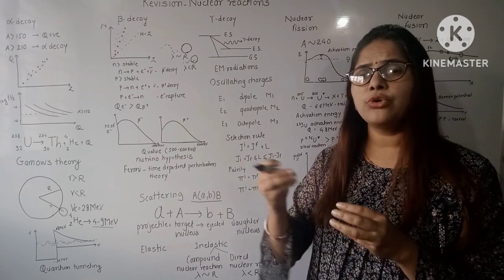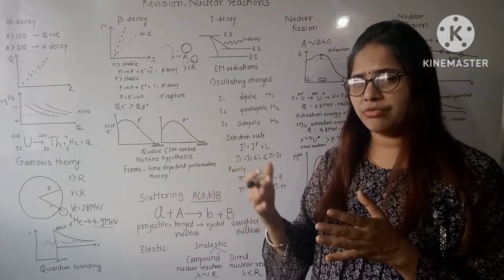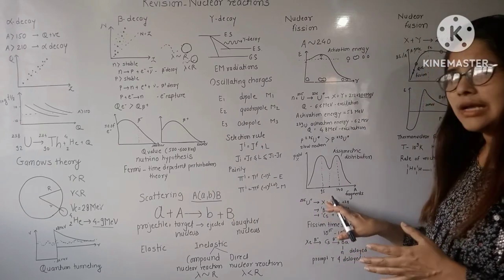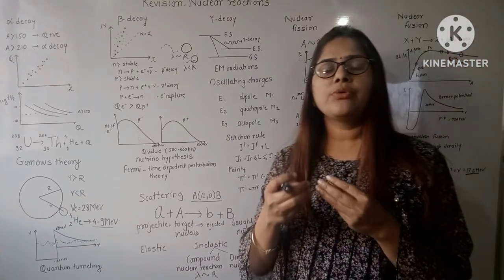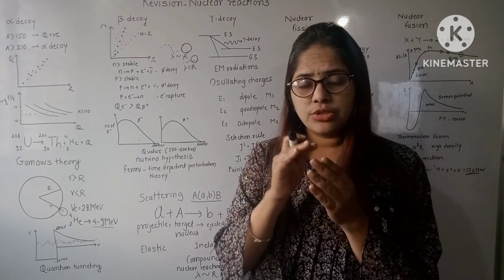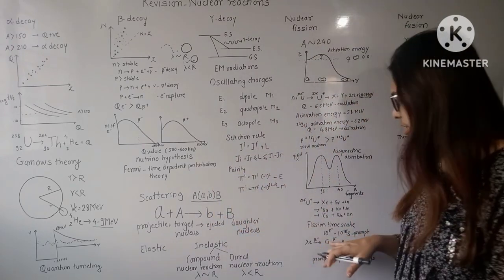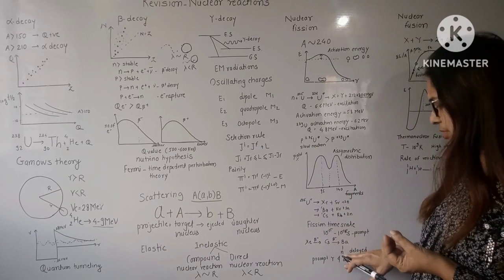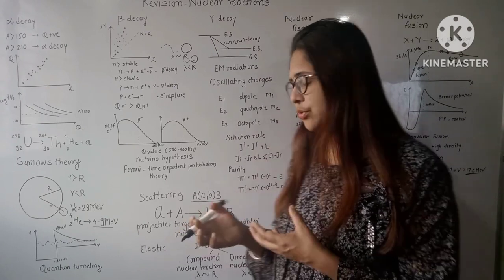Along with these prompt neutrons, the slow neutrons are also evolved, which come after some time. Where are these slow neutrons coming from? Whatever daughter nuclei are prepared are radioactive in nature and they decay by negative beta decay. The daughter nuclei have an excess amount of energy and an excess number of neutrons. These excess neutrons convert themselves into protons, giving out negative beta decay, and attain stability. In this process, finally, neutrons are evolved, which are called delayed neutrons or slow neutrons.